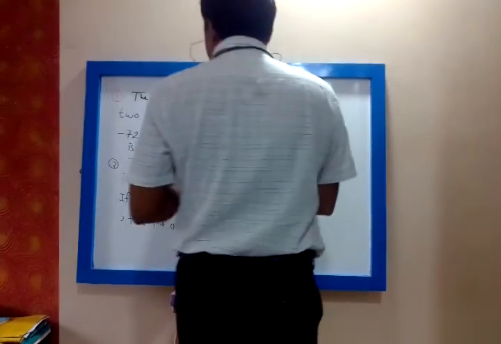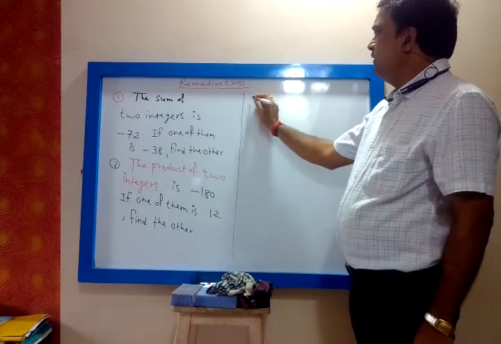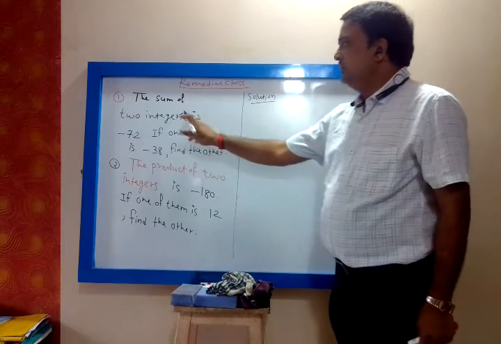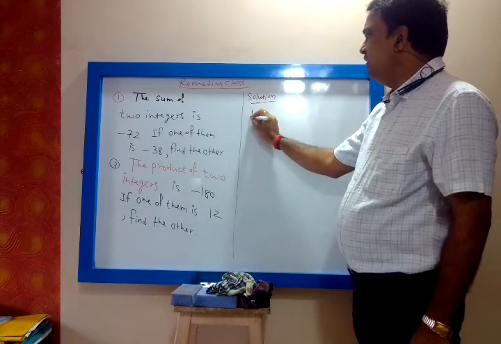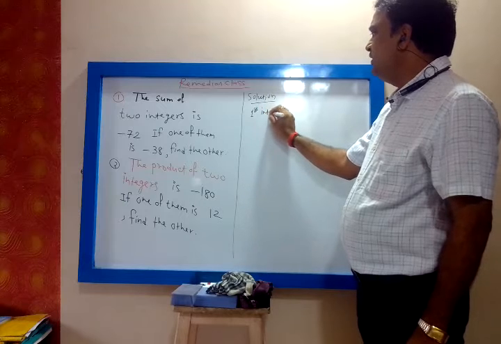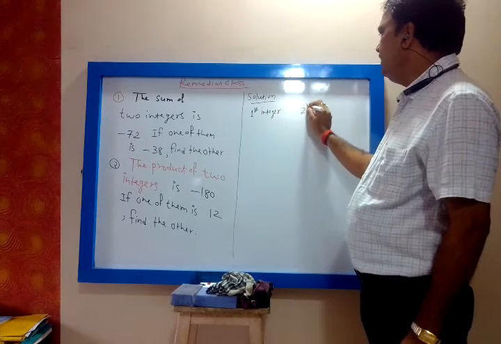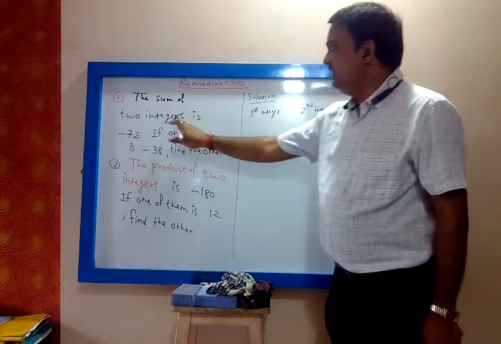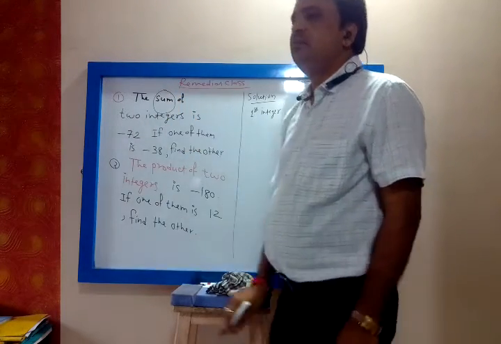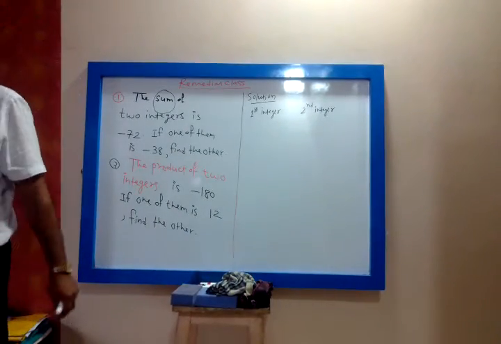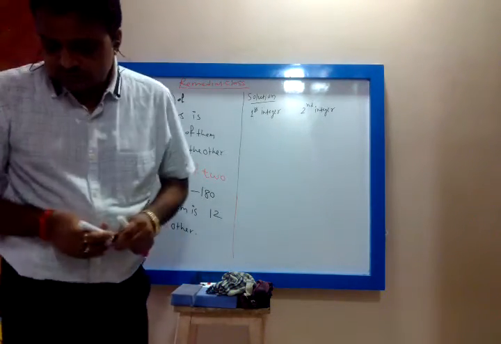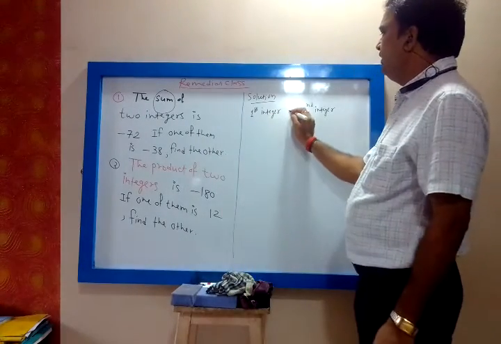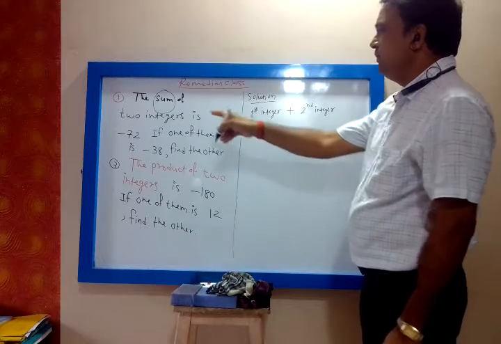Let us solve this first. See how you should start the problem. There are two integers, so we write first integer and second integer. Their sum. What do you mean by sum? Sum means plus. So first integer plus second integer, their sum is minus 72.